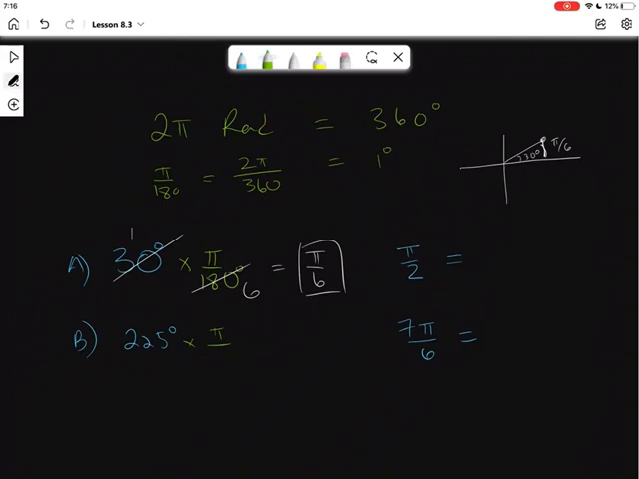What about 225 degrees? Same idea. Multiply by pi over 180, again in degrees. This simplifies 225 over 180. If I cross cancel, this simplifies to 5 and 4. So we'll end up getting 5 pi over 4. Okay.